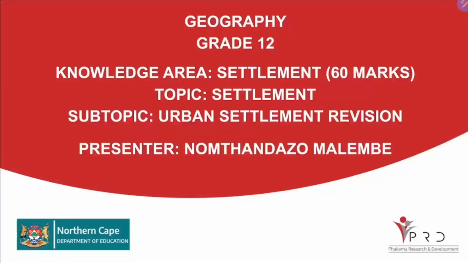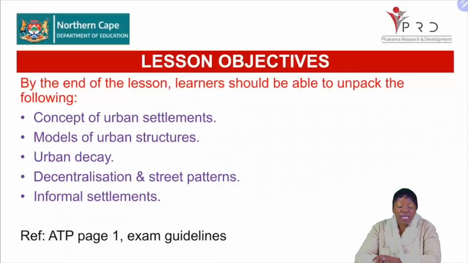So today, learners, we are still focusing on our paper 2 revision. Today we're going to look at your urban settlement. By now, you should be aware that your urban settlement will be your question 2. But before we start with our lesson, I just want us to go through our lesson objective. By the end of this lesson, learners, you should be able to unpack the following topics.